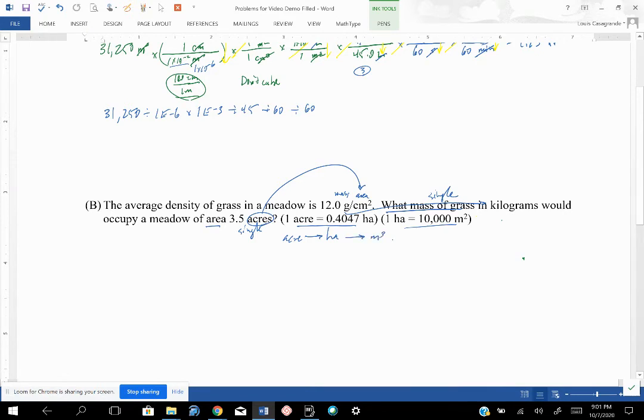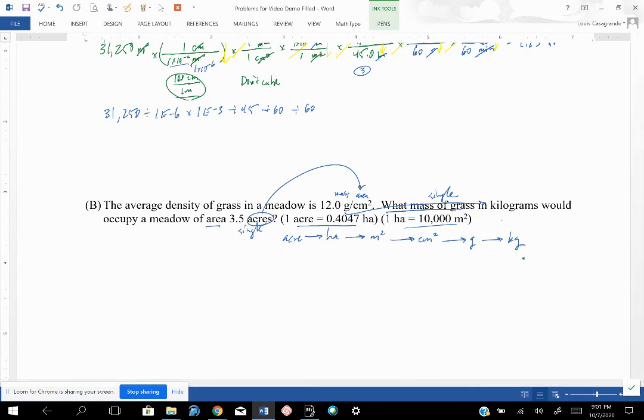And then from meters squared, as above, we can go from meters squared to centimeters squared. And once we get to centimeters squared, we can go to grams. And from grams, we can go to kilograms. Oh, look at that. This is also a 6-step problem.